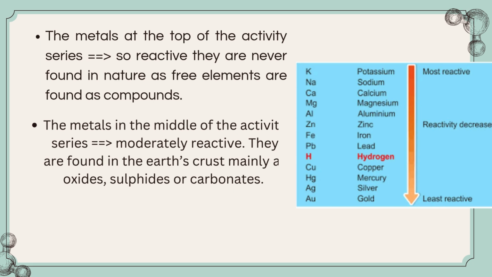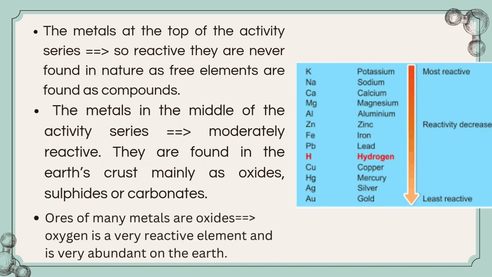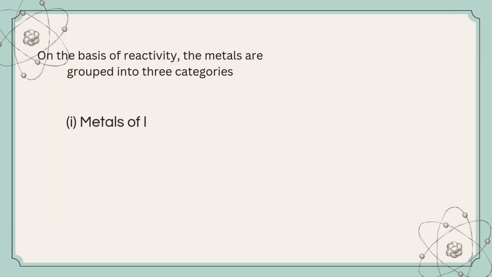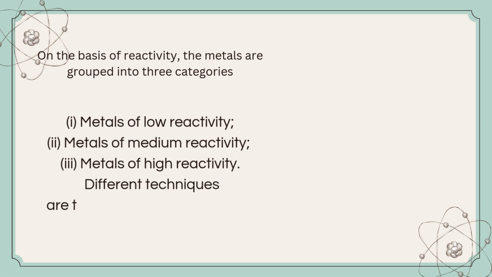The metals in the middle of the reactivity series are moderately active. So they are found in the earth's crust mainly as oxides, sulfides or carbonates. Also, many metals are found as oxides because oxygen is a very reactive element and is very abundant on earth. On the basis of reactivity, the metals are grouped into three categories. The first one is metals of low reactivity, then medium reactivity, and high reactivity.